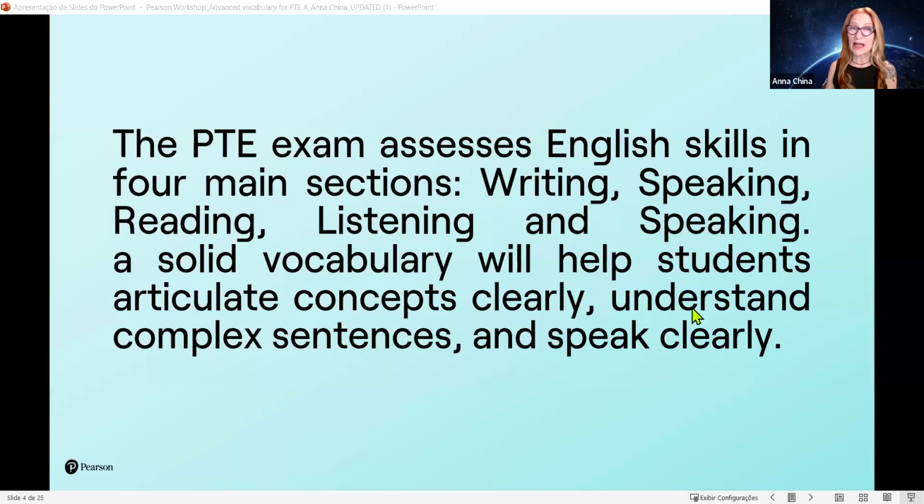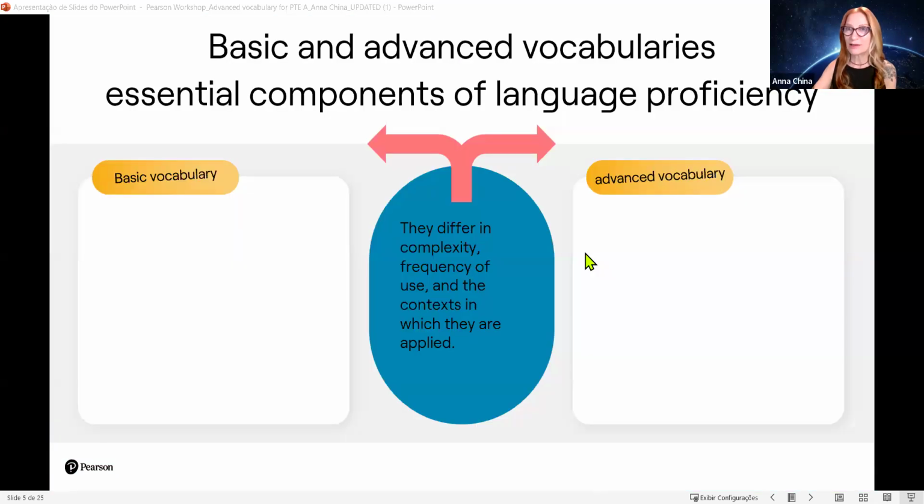Okay, so now, the PT exam will assess the students' skills in 4 main sections: writing, speaking, reading, listening. Now, a solid vocabulary will definitely help to articulate concepts. So that's why we need solid vocabulary. Of course, basic vocabulary cannot be dismissed. We need it. It's the foundation for everyday communication.